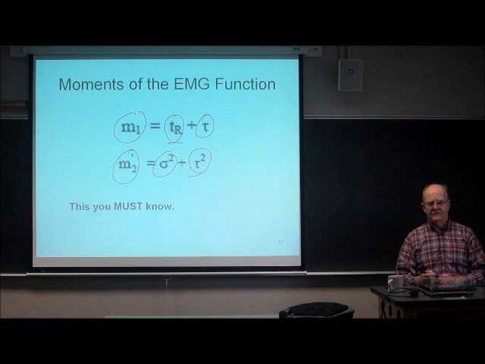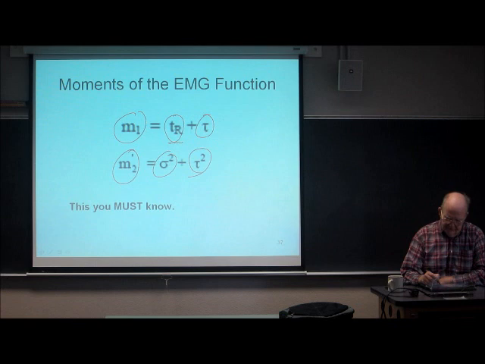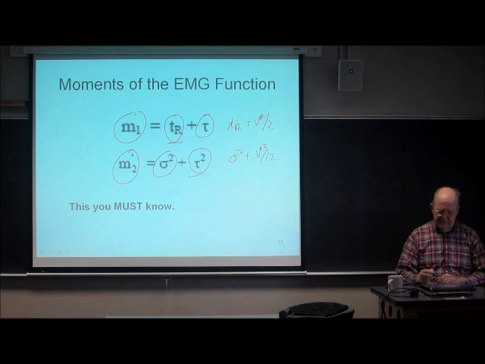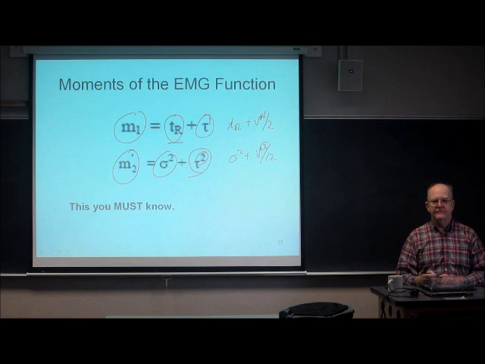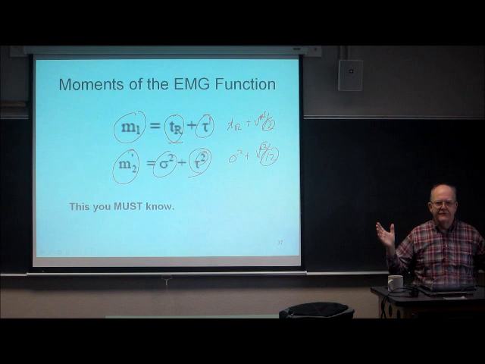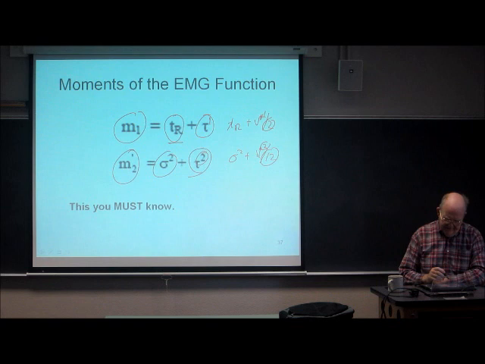Comparing this to the result for the rectangular pulse, the rectangular pulse was TR plus V star over 2, and this was sigma squared plus V star squared over 12. Squared, squared, first power, first power. The 2 and the 12 come from the difference in the geometry of a rectangular pulse versus an exponential decay. They just result from the appropriate integrations. This you have got to know.